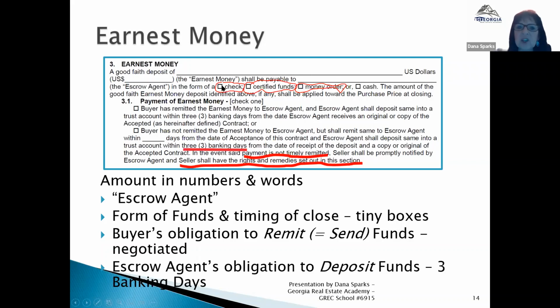And then you check the box. Is it a check, certified funds, money order, or cash? Do not deal with cash. There is no way to protect yourself from an unscrupulous public person, and there is no way a public person can protect themselves from an unscrupulous agent or broker.